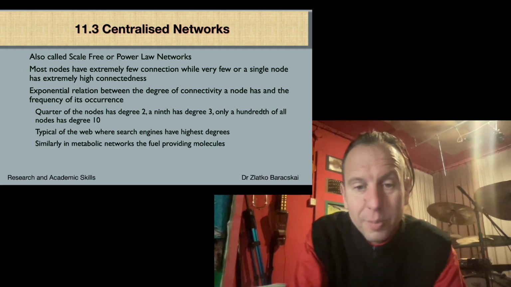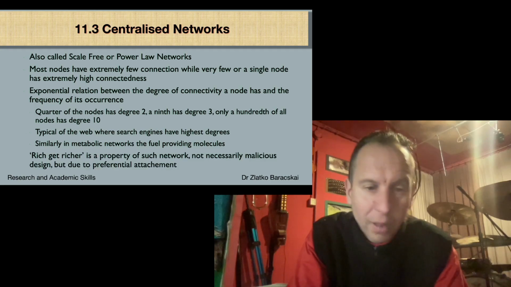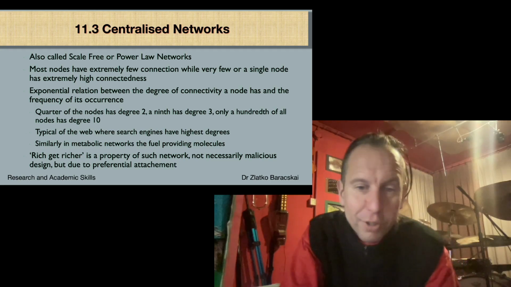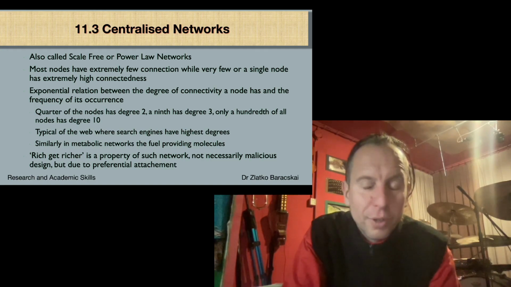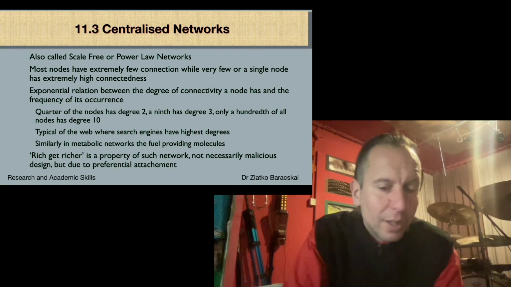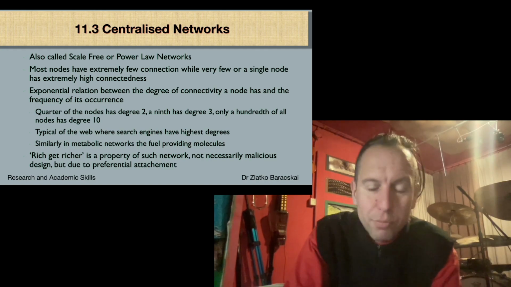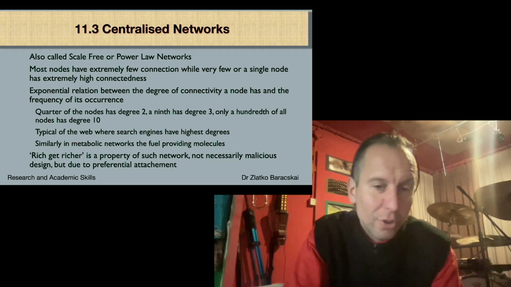However, you will find similar topologies or indeed properties in biology. Fuel providing net molecules in metabolism of humans have similar properties. And the interesting thing here is that this network has a property which they call rich get richer, just to put it in simple terms, which is interesting because typically we would consider inequality in society to be the responsibility of the few. However, in such networks, this always occurs.